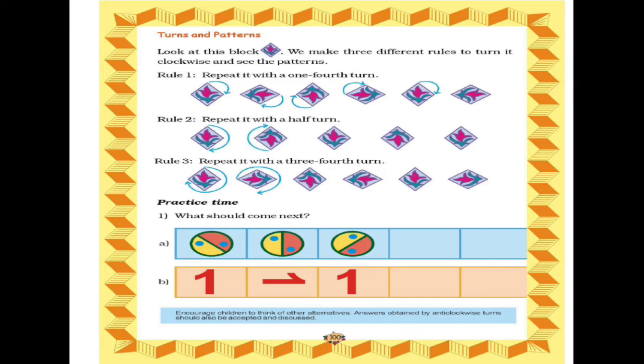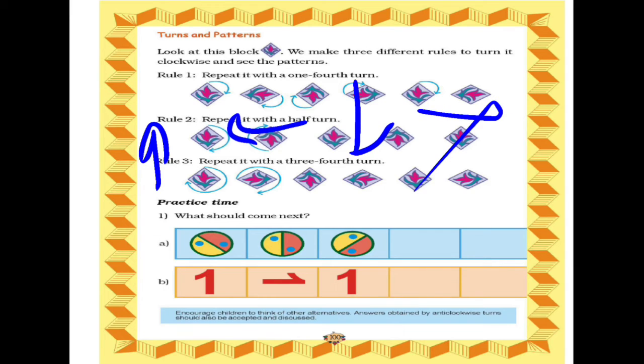And in the third one you have to repeat it with a 3/4 turn. So it will turn more than half. Suppose it is upside, then after a 3/4 turn it will go to the left hand side, and if it is downside then it will go to the right side. So this is how the pattern is repeating.